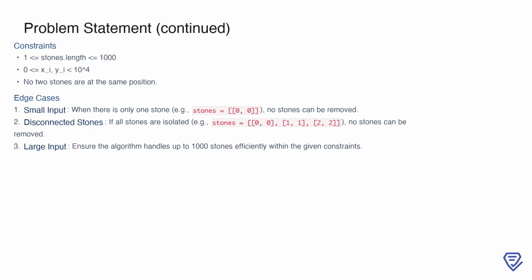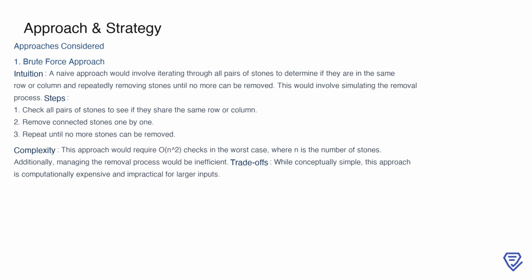Another edge case is when all stones are completely isolated, meaning no two stones share a row or column. In this situation, no stones can be removed either. Finally, it's crucial to ensure that the solution handles large inputs efficiently, given the constraints of up to 1000 stones. This means the algorithm needs to scale well and execute within a reasonable timeframe, even for the upper limits of input size. To start with, let's consider the brute force approach.